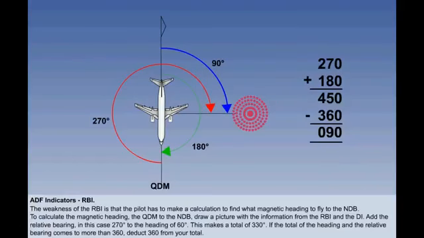For example, a relative bearing of 270 degrees and a heading of 180 degrees totals 450 degrees. Take away 360, which leaves 090 degrees as the magnetic course to steer to the beacon.